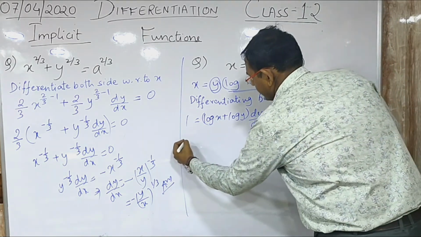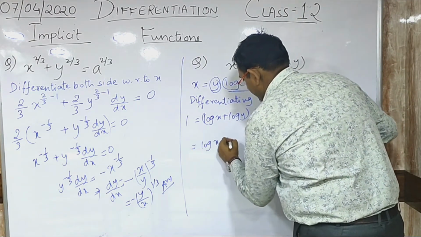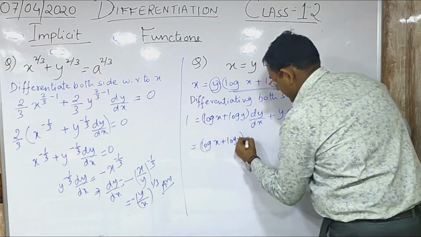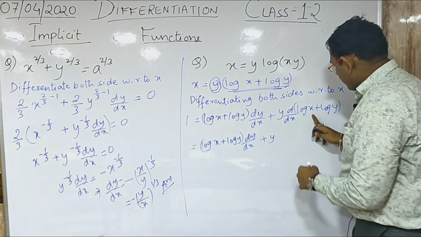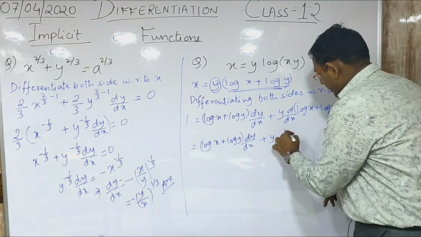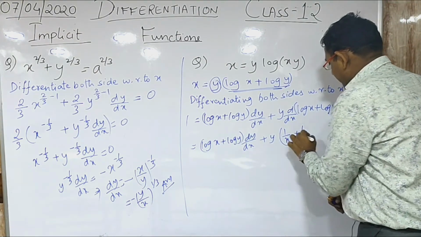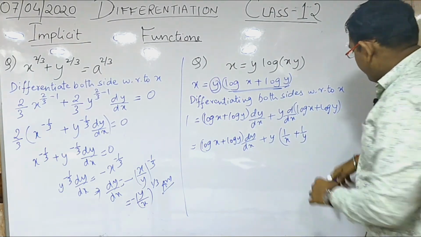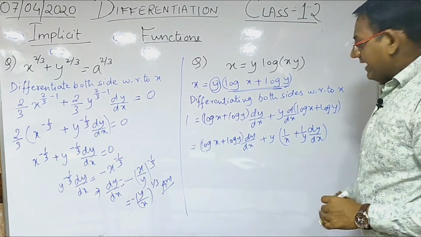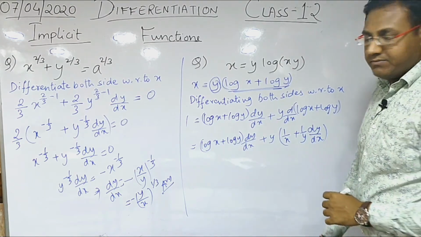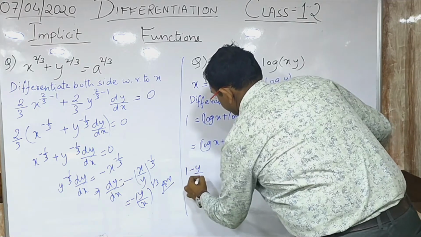Now the next thing is that dy by dx will remain as it is. It will be log x plus log y dy by dx plus y. If we differentiate log x, we are getting 1 by x, and if we differentiate log y, we are getting 1 by y. But with y, we will get dy by dx also. So let's take all the dy by dx containing terms on the right hand side and the terms without dy by dx on the left hand side.